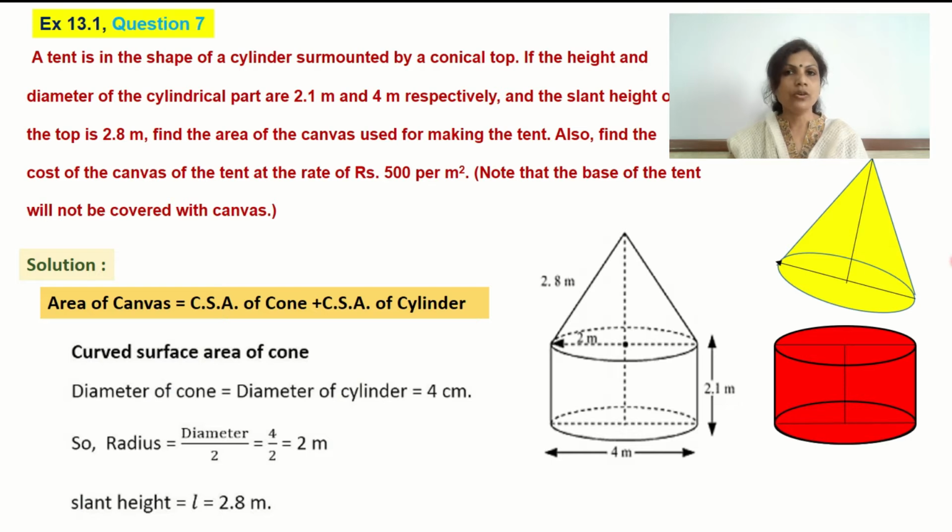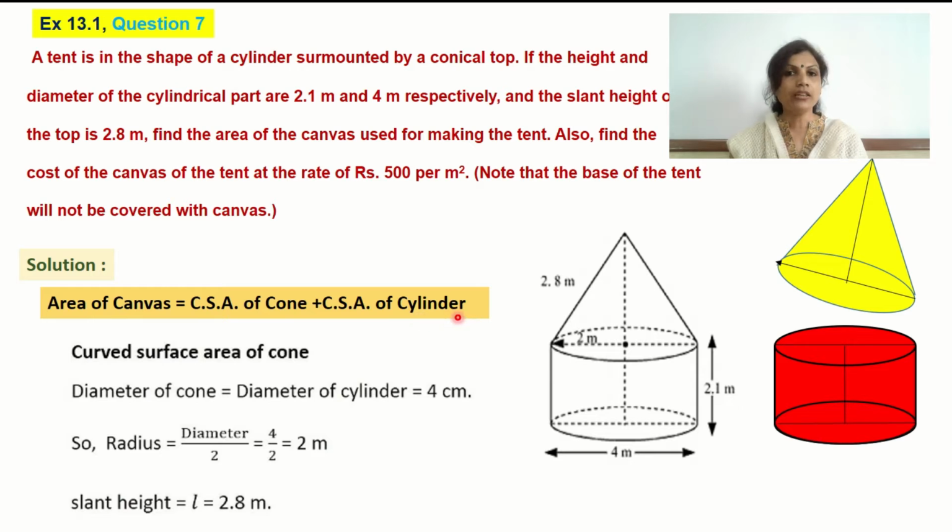We are also given a note in the bracket that the base of the tent will not be covered with canvas. So after reading the sum, we could make out that the tent is a combination of two solid figures, and the two solid figures are a cylinder and a cone. So when we have to find out the surface area of the tent, it is the curved surface area of the cone plus the curved surface area of the cylinder, right?